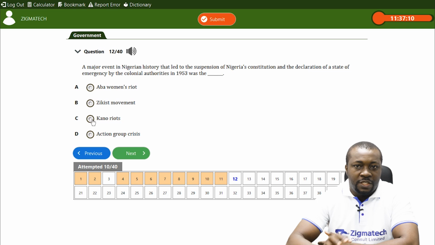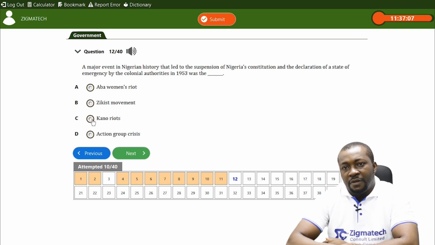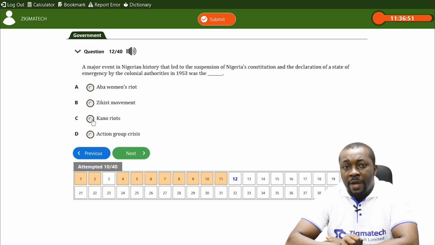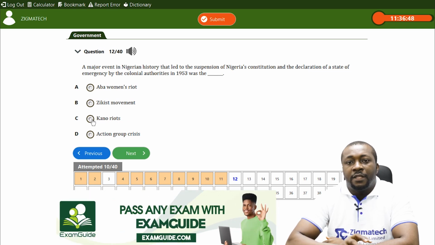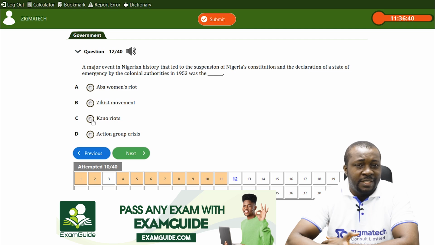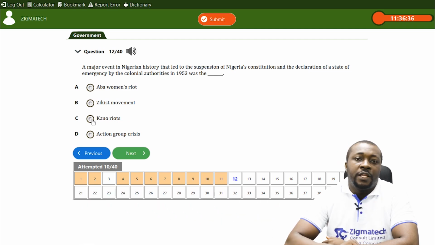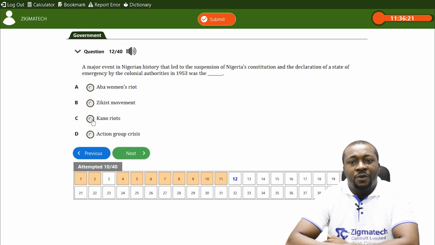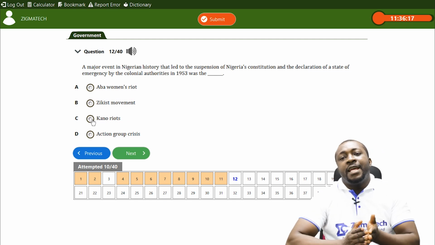The Kano Riot of 1953, the background to which is the motion for self-government that was moved by Chief Anthony Enahoro, which was not accepted by the North at that point, and as a result was defeated by the Northern representatives in the House of Representatives when it was discussed. As a result of that, the Northerners were booed and ill-treated by the Southerners, who expressed disappointment towards them. In the course of trying to give orientation to the Northerners about the need for self-government in 1953, which was led by Action Group members, the riot broke out in Kano. And that riot actually gave rise to the breakdown of the existing constitution.